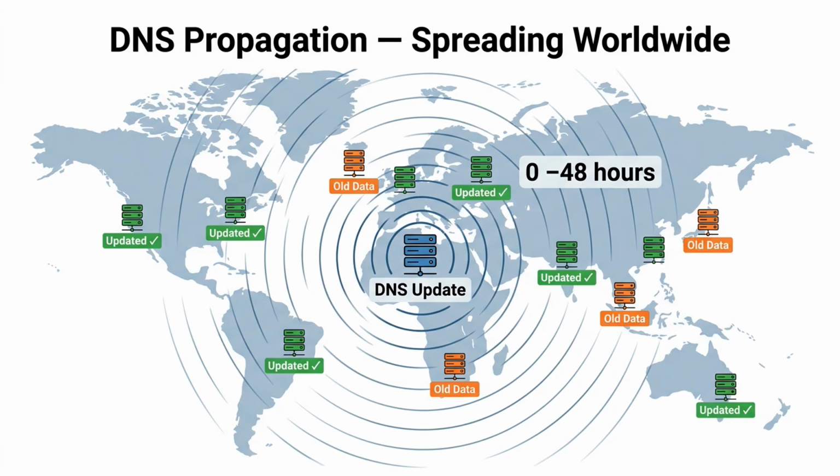Here's something really important. When you buy a domain or change your DNS settings, it doesn't take effect instantly worldwide. There's a process called DNS propagation. After you update your DNS records, those changes spread, or propagate, across DNS servers around the world. Because resolvers have cached the old information with their TTL timers, it can take anywhere from a few minutes to 48 hours for everyone to see the updated information.